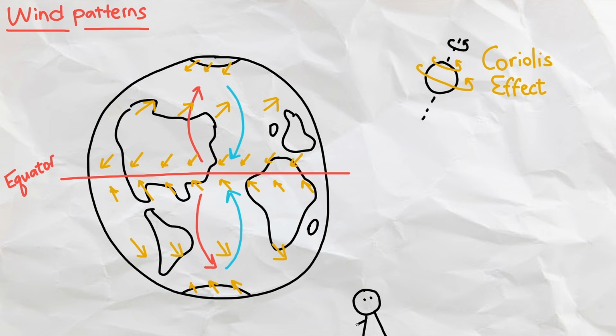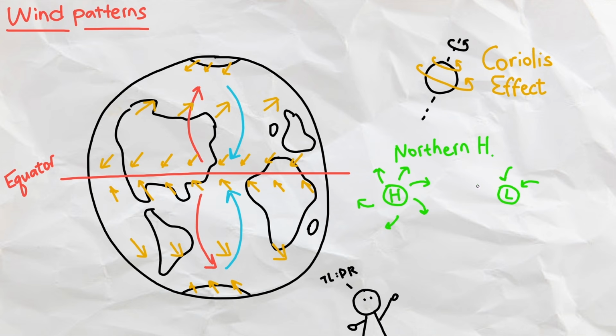With all of those factors combined, wind blows in a clockwise direction away from high pressure areas and in a counterclockwise direction towards low pressure areas in the Northern Hemisphere. In contrast, wind blows in a counterclockwise direction away from high pressure areas and in a clockwise direction into low pressure areas in the Southern Hemisphere.